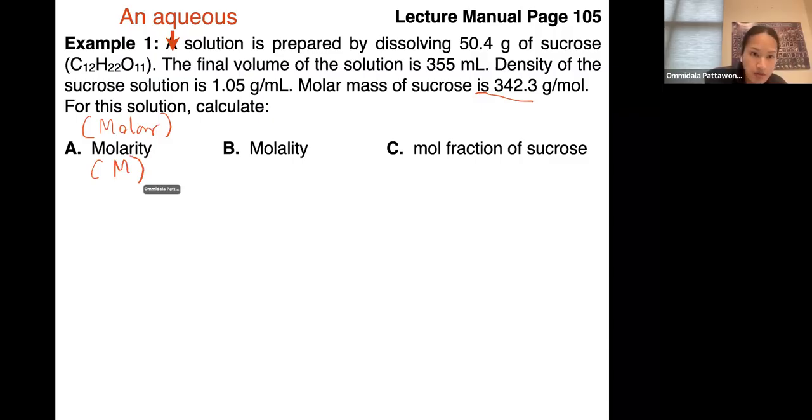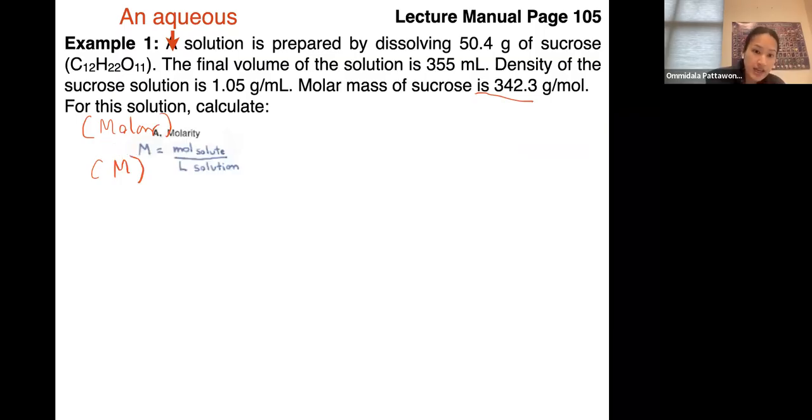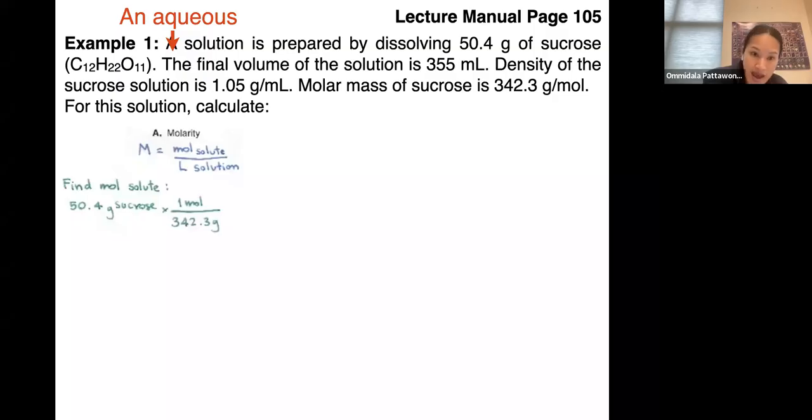Okay, so in order to calculate this, we know that molar concentration is mole of solute per liter of the solution, right? So I'm going to start with that. So in this case, in order to find molarity, we need to know mole of solute. So the first step would be to find mole of solute. Okay, so you are going to use the grams of sucrose, which is going to be the solute, right? You are going to divide by its molar mass, then you are going to obtain mole. Okay, for the liter, this is the liter of the solution. We already know, right? It's given that the volume of the final solution is 355 milliliter.